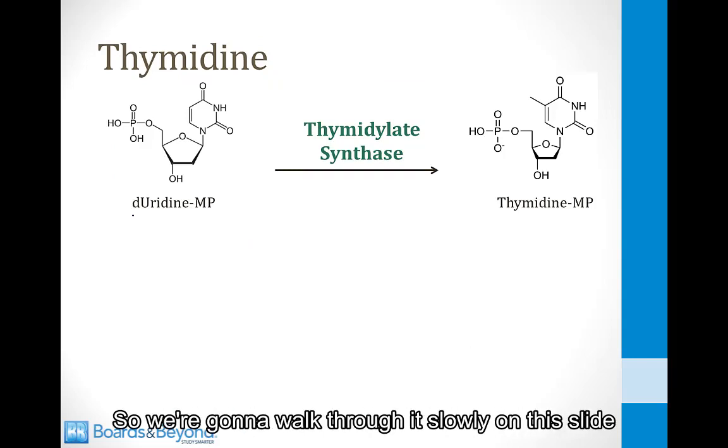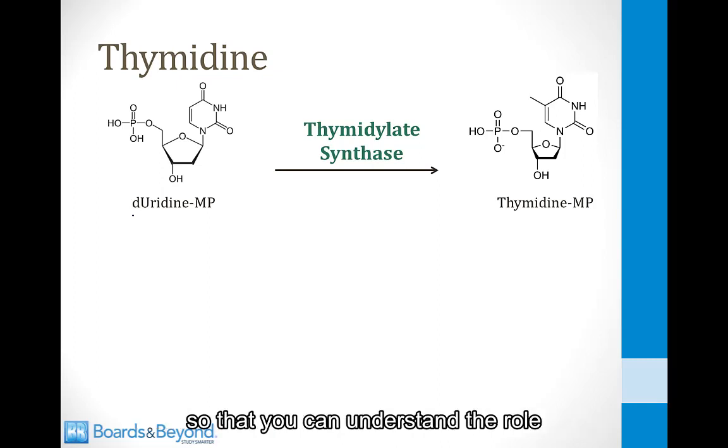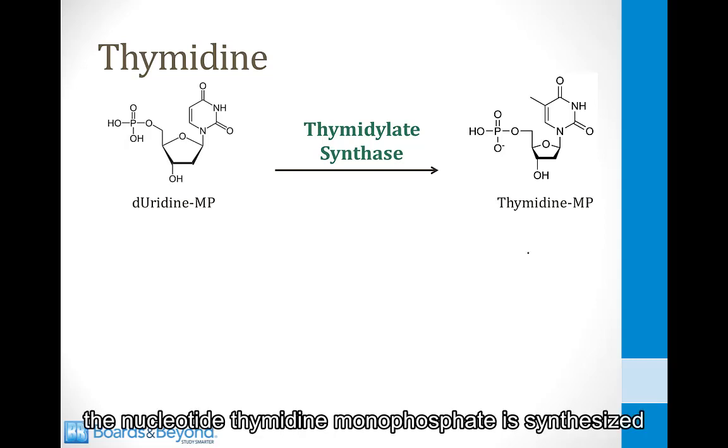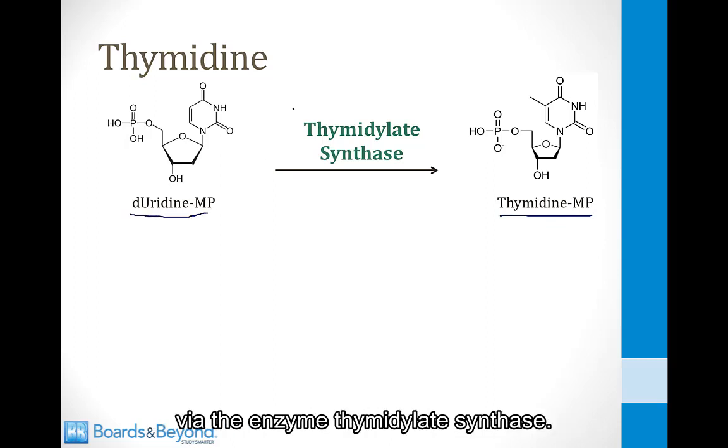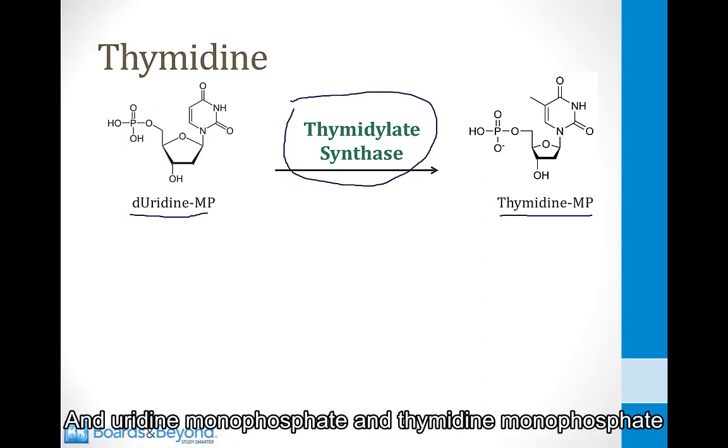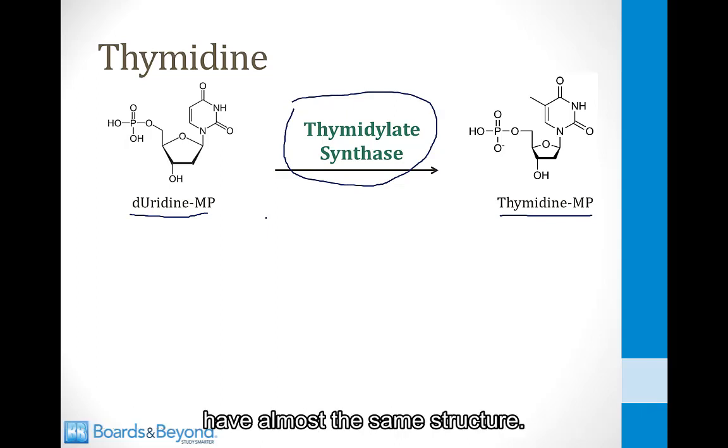Synthesis of the nucleic acid thymidine is complex and multi-layered, and it involves both vitamin B12 and folate, so we're going to walk through it slowly on this slide so that you can understand the role that the two vitamins play. So the first thing you should know is that the nucleotide thymidine monophosphate is synthesized from the nucleotide uridine monophosphate via the enzyme thymidylate synthase. And uridine monophosphate and thymidine monophosphate have almost the same structure. The only difference is that there is one extra carbon added to uridine to create a molecule of thymidine.